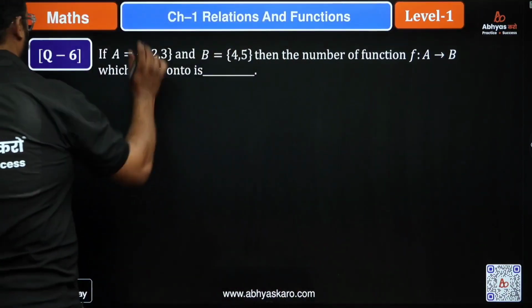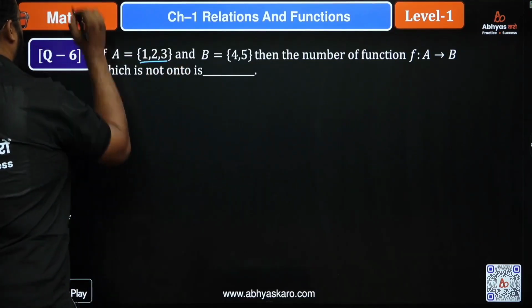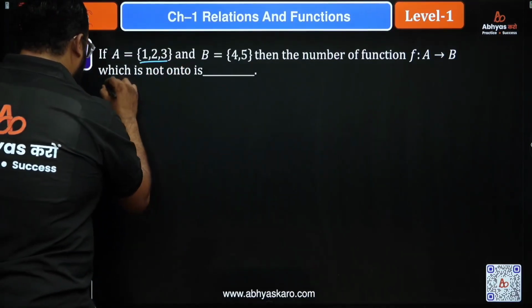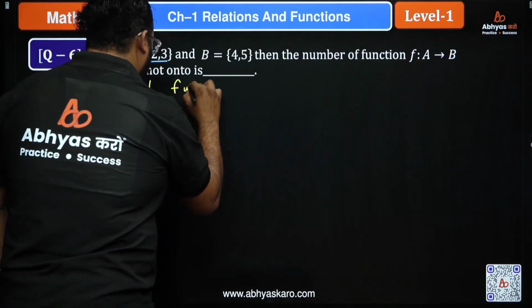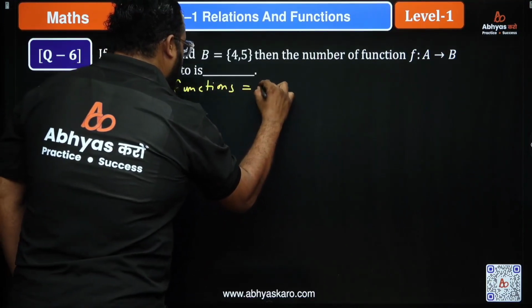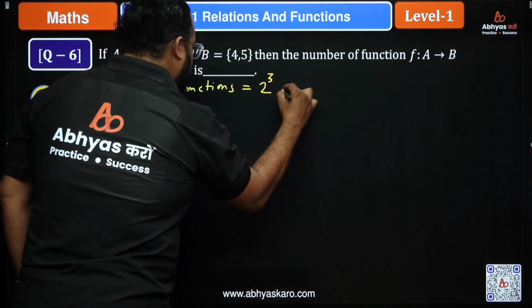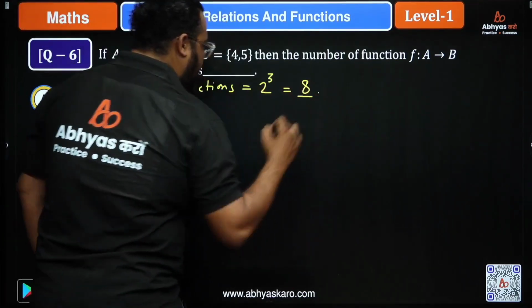हमारा डोमेन बहुत इंपॉर्टेंट है टोटल नंबर ऑफ फंक्शंस में. This is my domain. My domain contains 3 elements. So total functions will be equal to 2 raised to 3 gives you 8. Total number of functions हो गए 8.